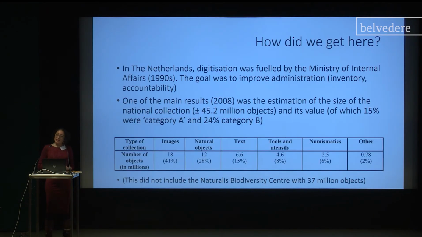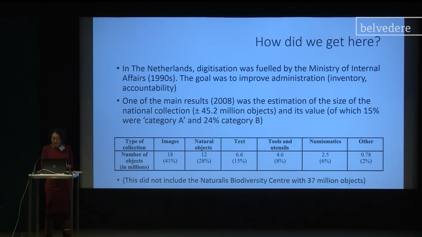So how did we get here? Again, influenced by my research, I looked at the Netherlands as main case study. Curiously, it was the Ministry of Internal Affairs who gave a huge fund available for what they call the Delta Plan to administer collections. Their interest was to see what do we have, how much does it cost, and how much is it going to cost to preserve it. So what's the state of it?